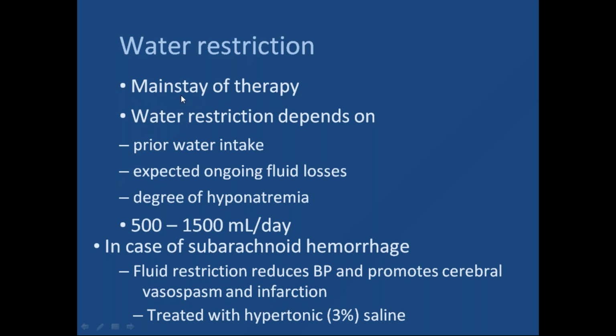Okay, so the first thing we should do for the treatment is we have to stop everything. The fluid should be stopped. In case of SIADH, it depends on prior water intake, expected ongoing fluid losses, and degree of hyponatremia. We have to restrict the patient to only half a liter to 1.5 liters per day, 500 to 1500 ml. In case of subarachnoid hemorrhage, fluid restriction reduces BP and promotes cerebral vasospasm and infarction.